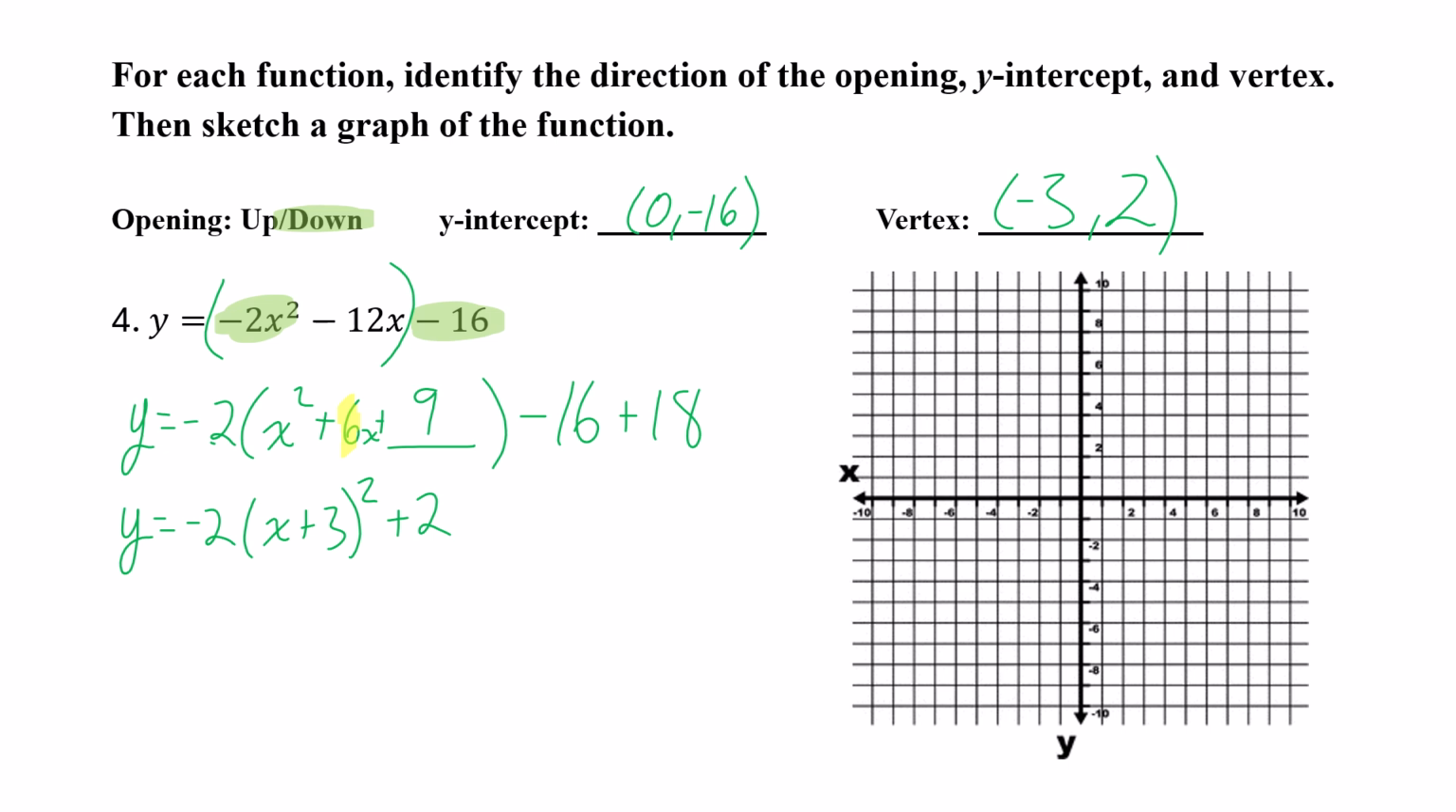So we can plot that point, (-3, positive 2). And we know our y-intercept is going to be way down here. So our curve is going to look something like this.